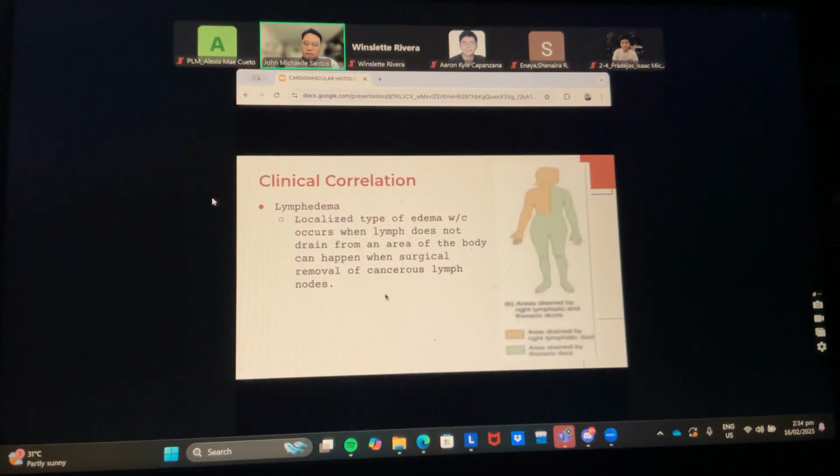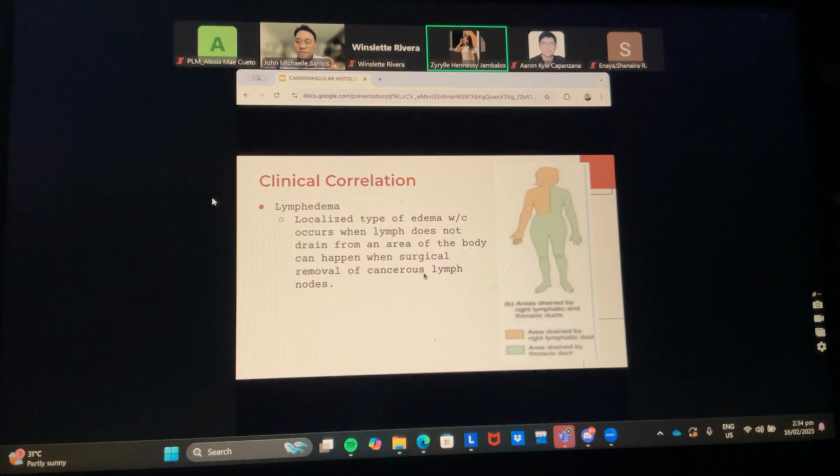Okay? So clinical correlation of your lymphatic system, you have your lymphedema. Ano yung lymphedema? So it is a localized type of edema or manas in Tagalog, which occurs when lymph nodes do not drain from the area of the body and can happen with surgical removal of cancerous lymph nodes.